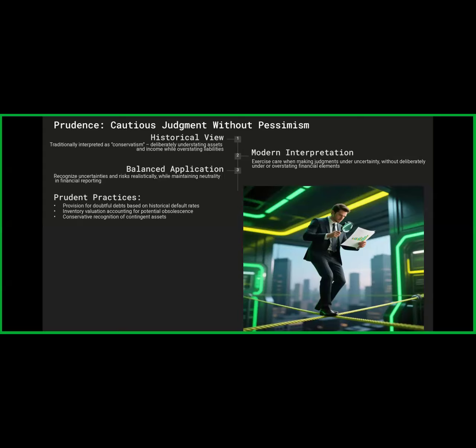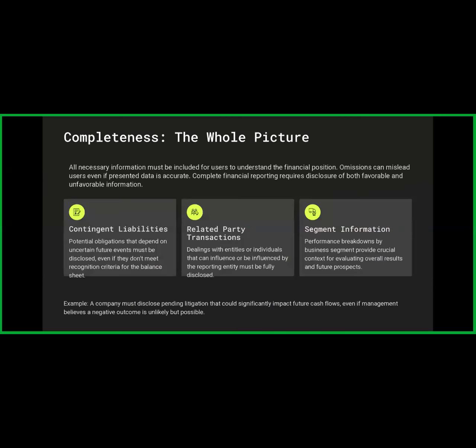The inventory valuation, accounting for the potential losses. Your inventory valuations or calculations must be exact, what you have, without biases. So these are the prudence characteristics the financial statement must have. Now the next one is completeness.